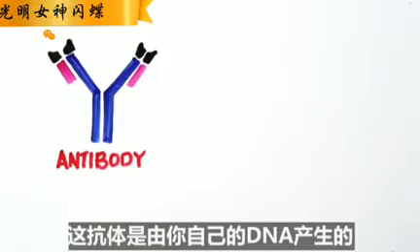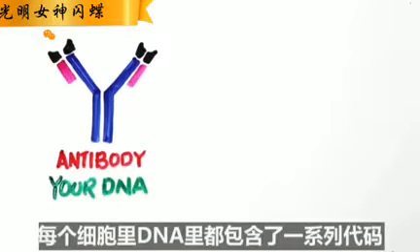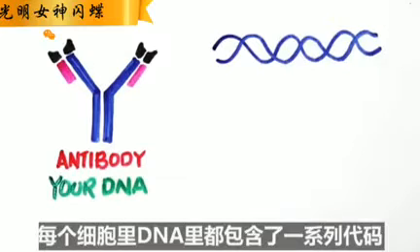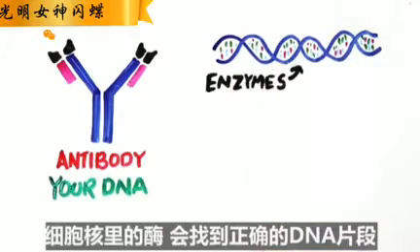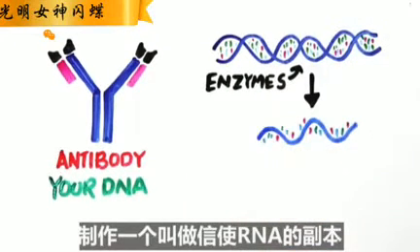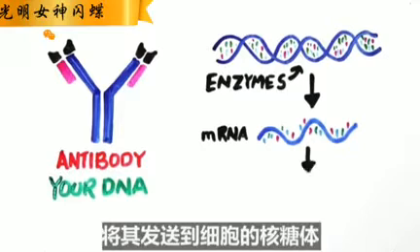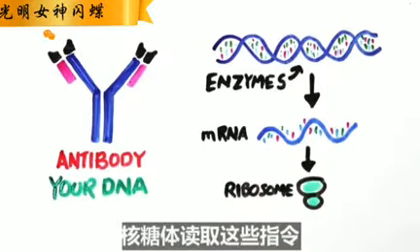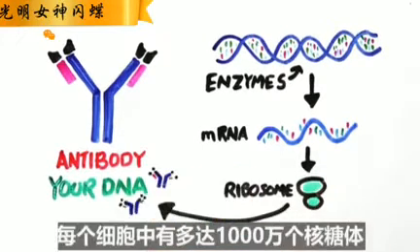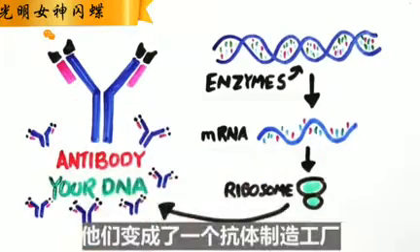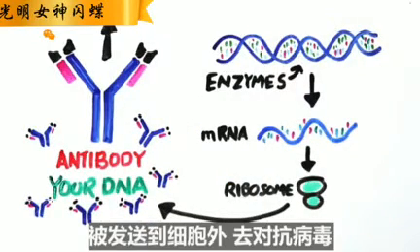These antibodies are created by your own DNA. There are essentially sections of code in each cell's DNA that contain the instructions of how to build different defense systems. Enzymes in the nucleus find the right section of DNA, make a copy called messenger RNA, which gets sent to the ribosome in your cells, which will read these instructions and start making the relevant proteins. With up to 10 million ribosomes in each cell, they become an antibody-making factory, which are sent outside of the cell to fight the virus.